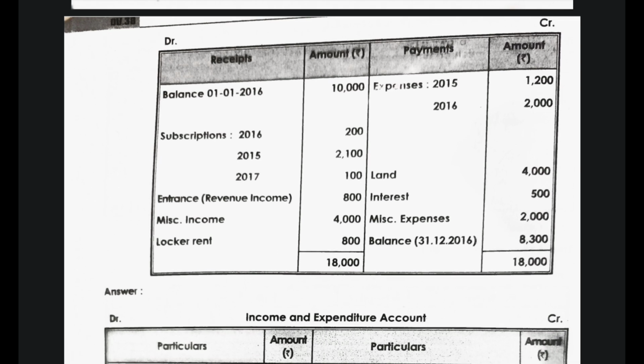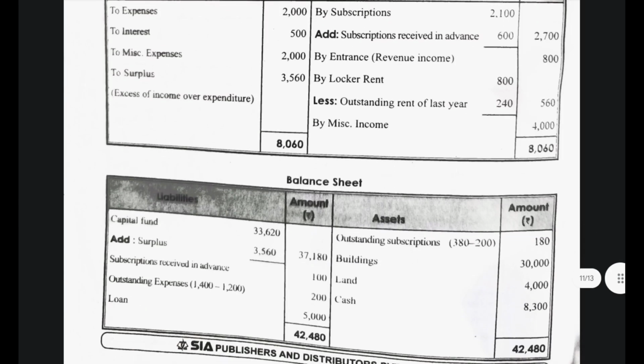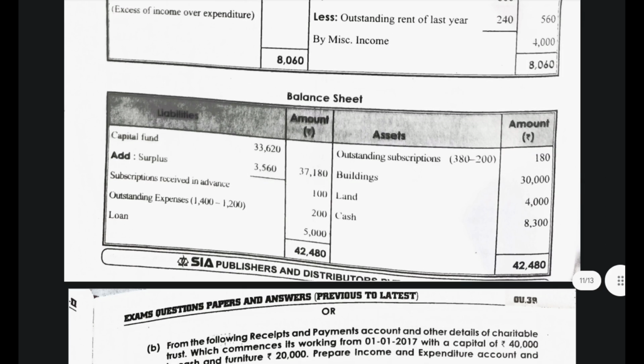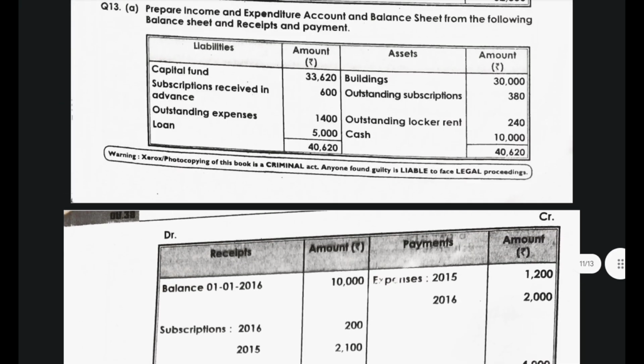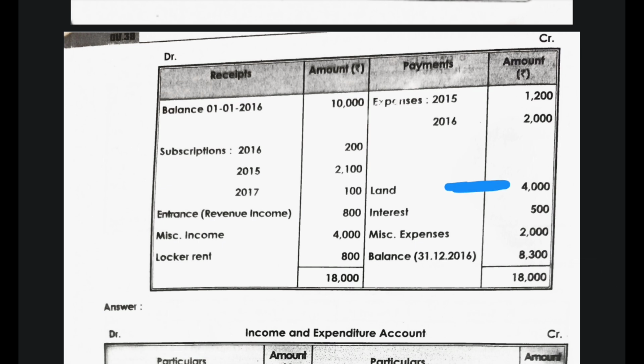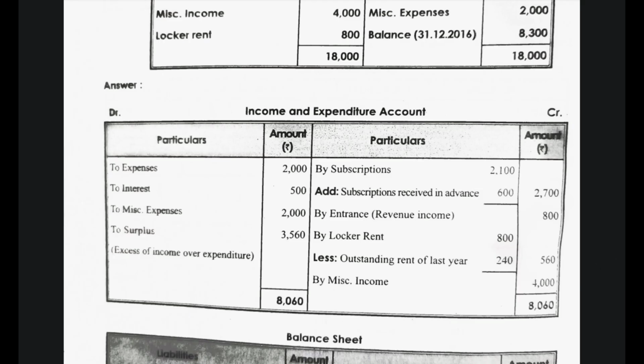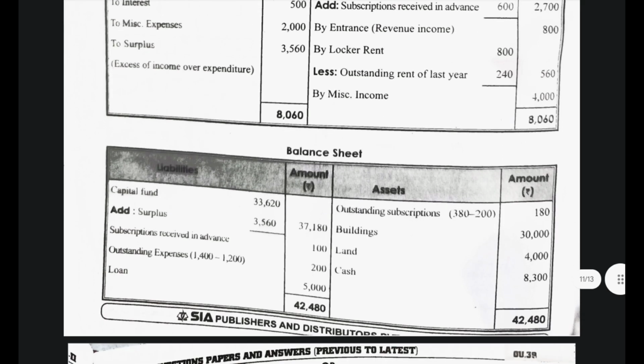And from the closing balance, receipt and payment, closing balance of cash we have to take. Now in this year the closing balance whatever is there, 8,300, that we have to take in the cash column. It's clear. We should ignore the cash of the opening balance sheet. Just the building amount we have to take from there as it is. Then land we are taking from the payment side. Land and cash we are taking 8,300. So it's clear now. On the asset side: outstanding subscription 180, building 30,000, land 4,000, cash 8,300. Now your balance sheet will tally here.